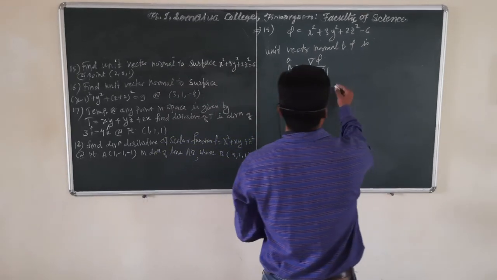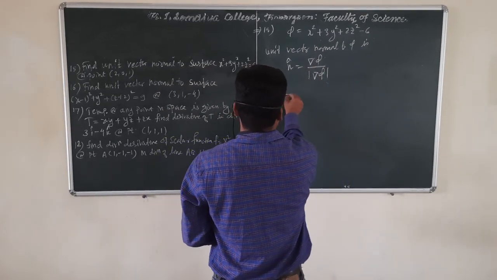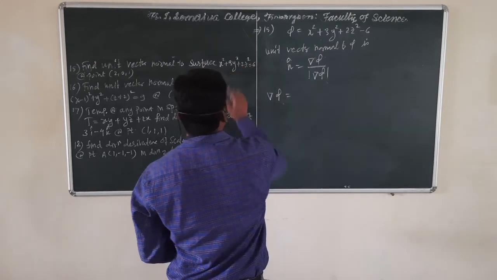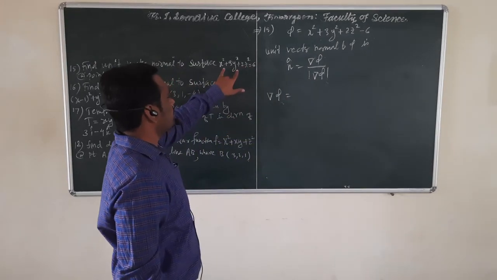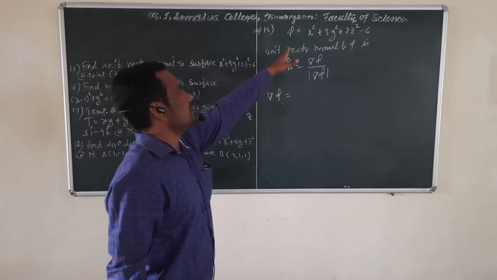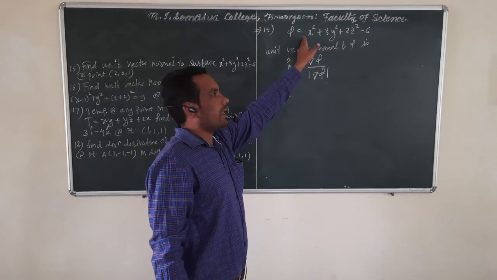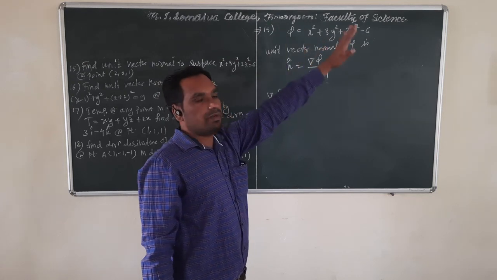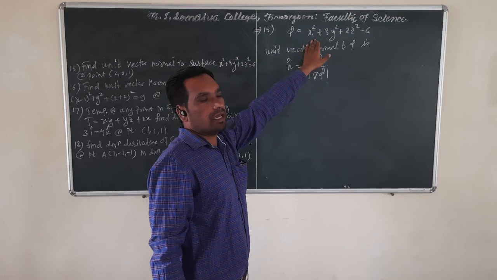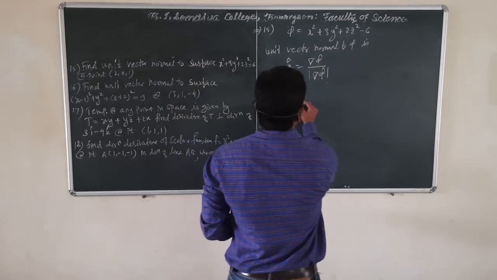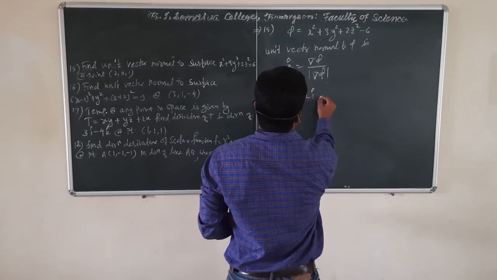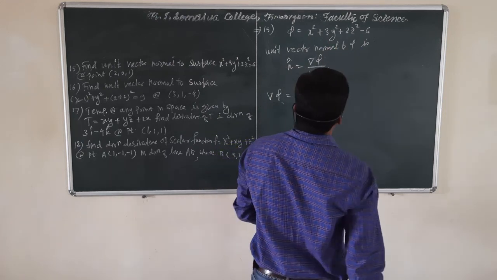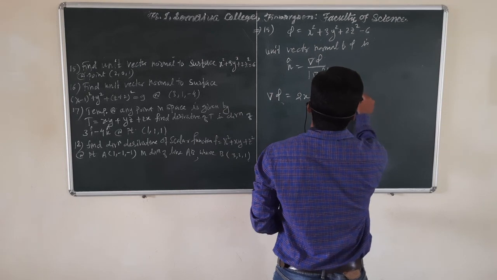First of all, the gradient of phi: we differentiate phi with respect to x into i cap, plus differentiate phi with respect to y into j cap, plus differentiate phi with respect to z into k cap. So that is equal to 2x i cap plus 6y j cap plus 4z k cap.